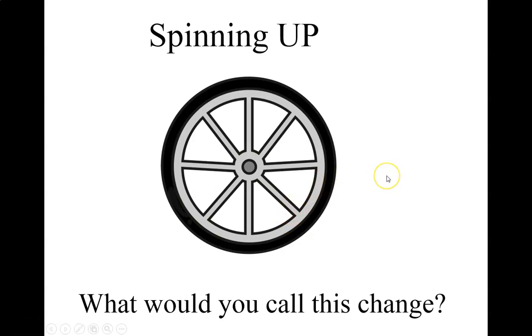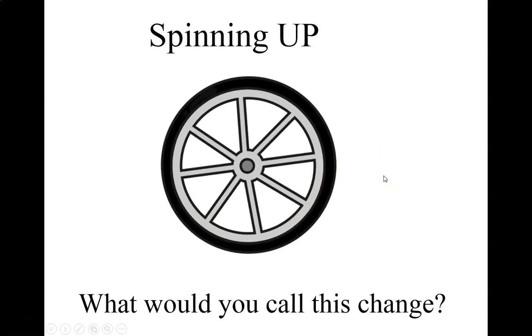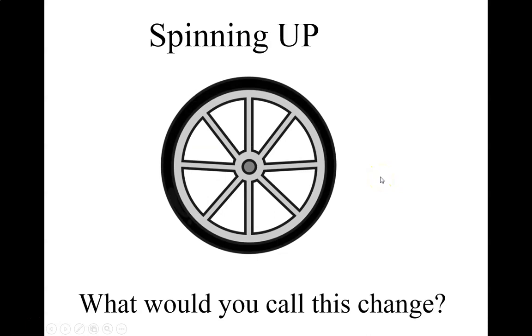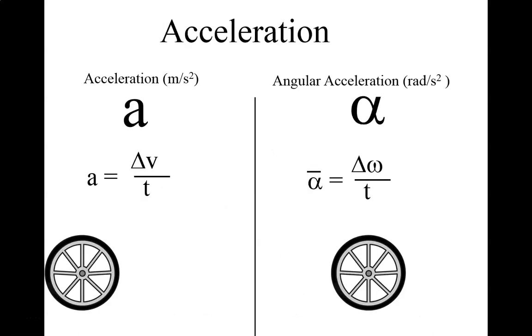Okay. Next, we're going to be covering something like this. So what happened here is this guy spun up, meaning its angular velocity changed. Okay, it got faster. So what do you call something when its velocity changes? We call that acceleration. So that's the next thing, angular acceleration.